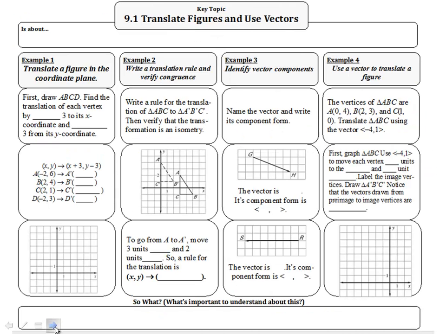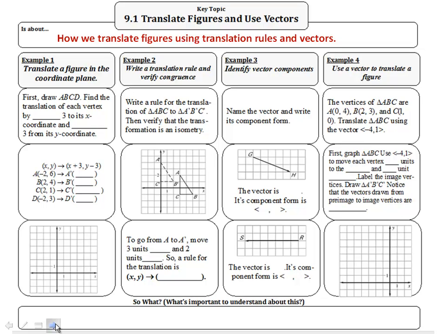Okay. So 9.1, translate figures and use vectors. So check out this frame here. This is about how we translate figures using translation rules and vectors. So we're going to have a translation rule. You'll have to understand and use translation rules, and you'll also have to use vectors.